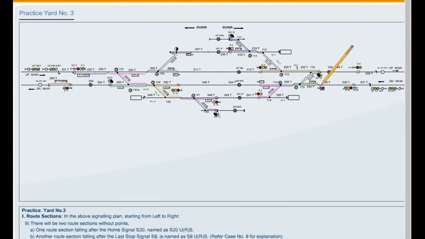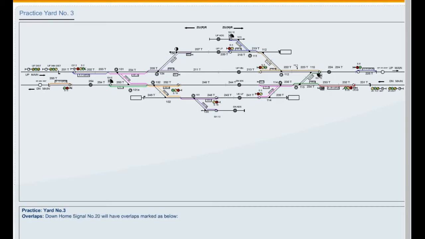There will be two route sections without points, one route section falling after the home signal S20 named as S20URS. Another route section falling after the last stop signal S8 is named as S8URS. Click on case number 8 for explanation.